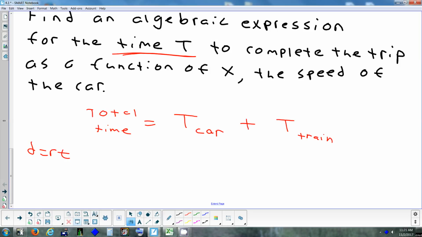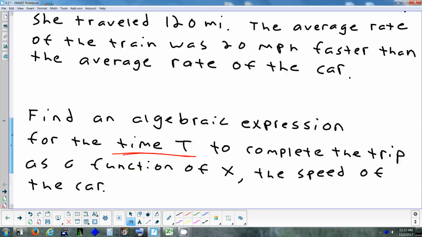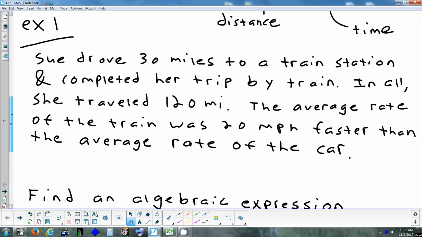How would you rearrange it so time is by itself? D over R. Yeah, take the distance divided by the rate, and there's your time. Okay, so that's going to be our time. Let's start with the time in the car. So we have to find the distance in the car divided by the speed of the car, and that'll give me the time in the car.